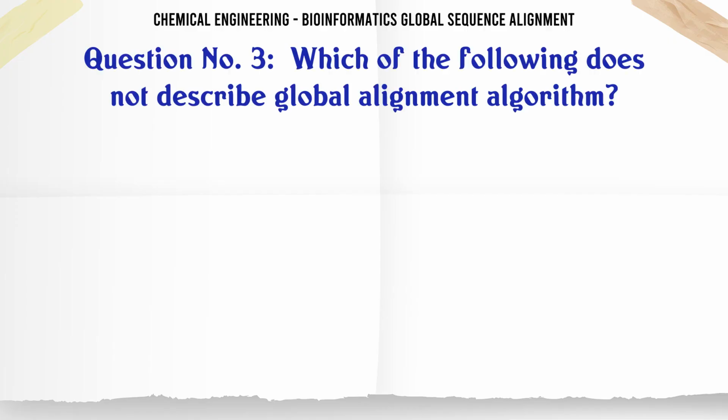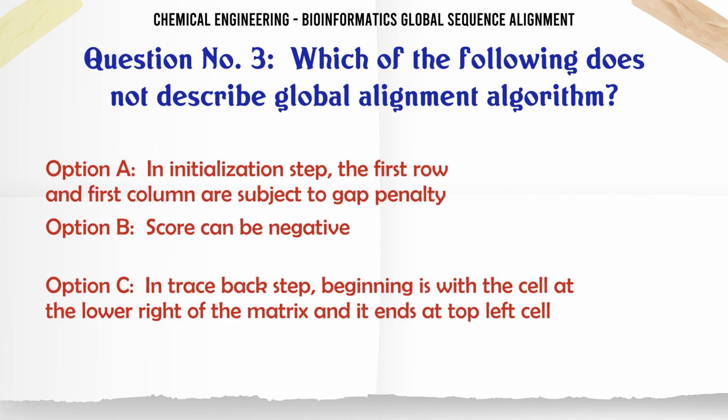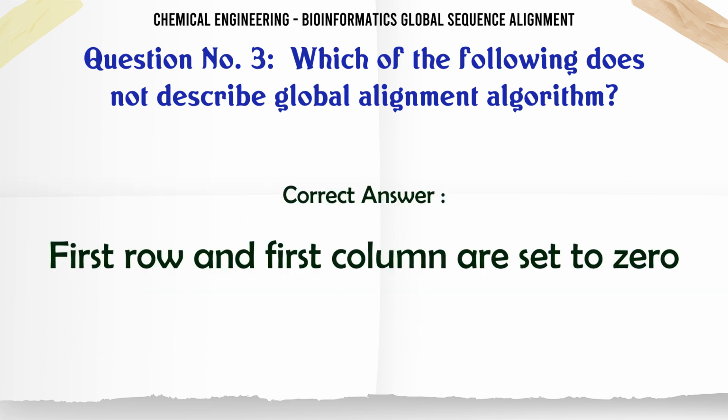Which of the following does not describe global alignment algorithm? A. In initialization step, the first row and first column are subject to gap penalty. B. Score can be negative. C. In trace back step, beginning is with the cell at the lower right of the matrix and it ends at top left cell. D. First row and first column are set to 0. The correct answer is, first row and first column are set to 0.